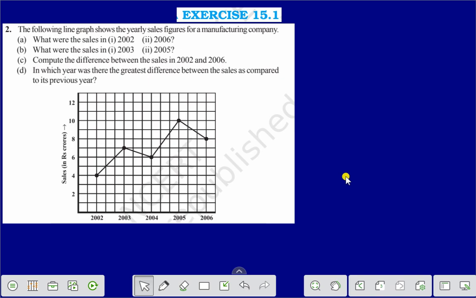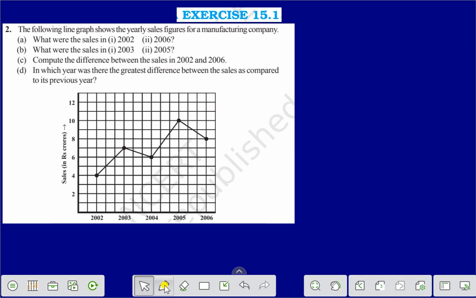Here you see this is the graph. In 2002 the sales are 4 crore rupees. In 2003 it is 7 crores. In 2004 it is 6 crore, and in 2005 it is 10 crores, and in 2006 it is 8 crores, right? Let us find. Now question number A.